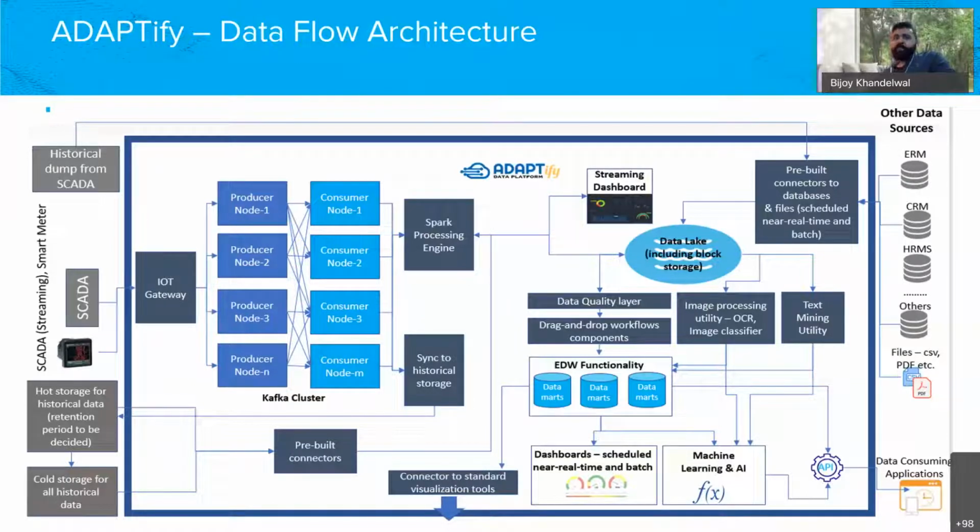Again, on the left hand side, if you see, there's also an ingestion from hot storage, I mean historical data, and cold storage. Now this is batch processing. There are pre-built connectors, which again push data to the same place, which is the data lake. So the top part, if you see, is the streaming layer. The bottom part that you see is the batch layer, both of which finally end up in the data lake.